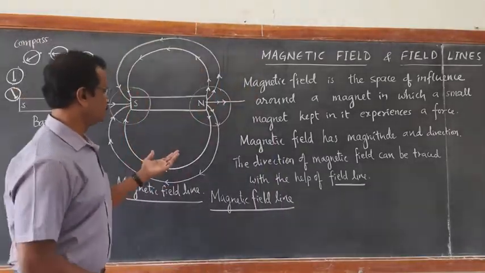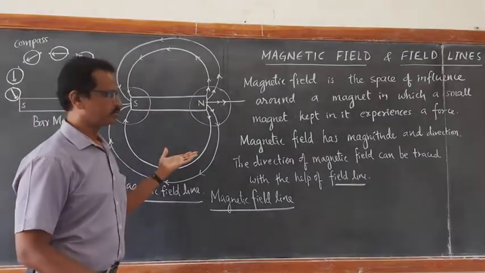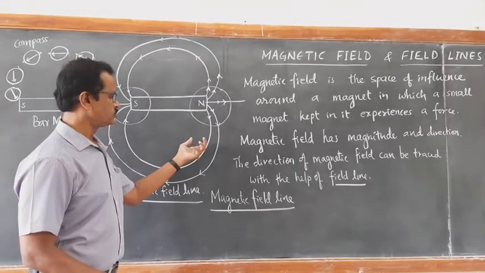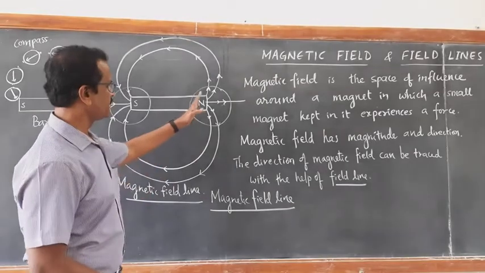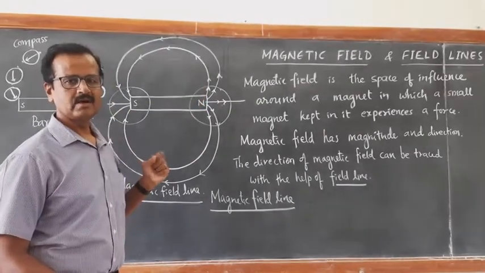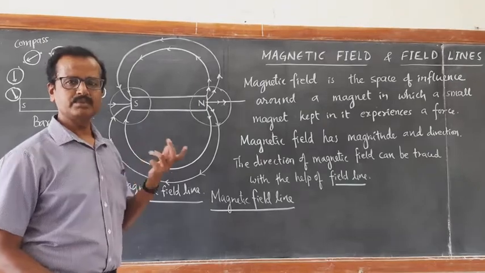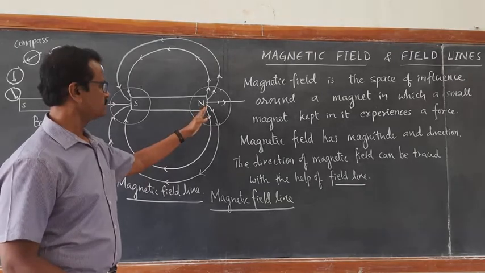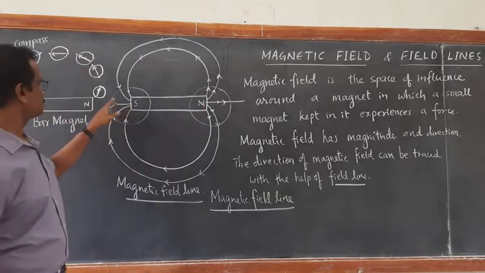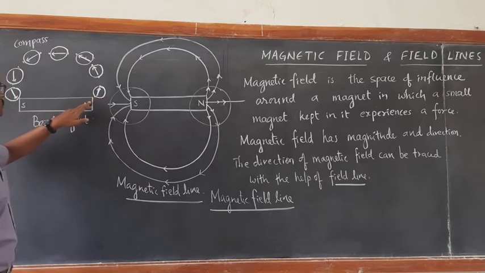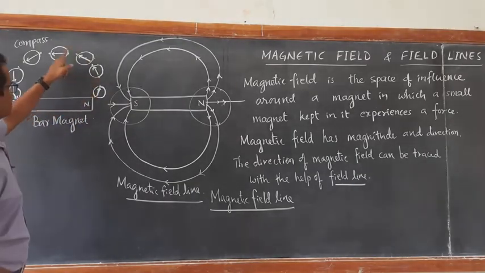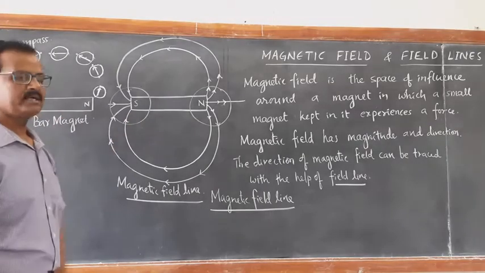A magnetic field line is a line or a curve in which a compass needle kept at that point shows the deflection. It is the direction of deflection of the compass needle. The compass needle is a small magnet. It experiences a force of attraction. South pole is attracted towards the north and north pole is attracted towards the south. That's what we have seen here. In what direction is it deflecting? When you trace that direction of deflection, we get a magnetic field line.